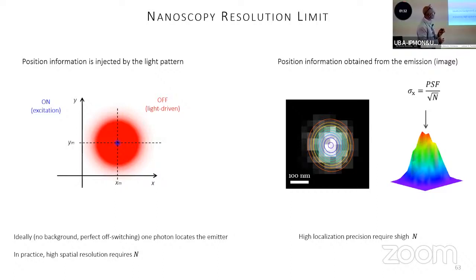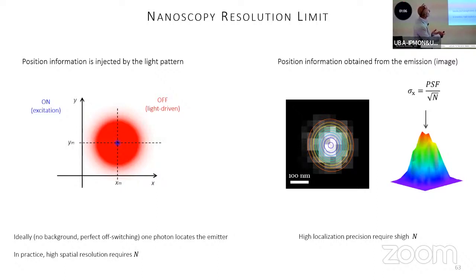In both cases, achieving high resolution requires a large number of fluorescence photons, okay? So these methods have no fundamental limits. In principle, they could reach any resolution that you want. Theoretically, they have no limit. In practice, they do have a limit because you need a lot of photons.